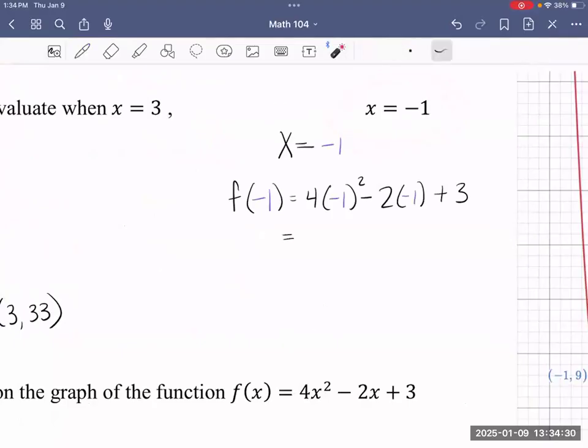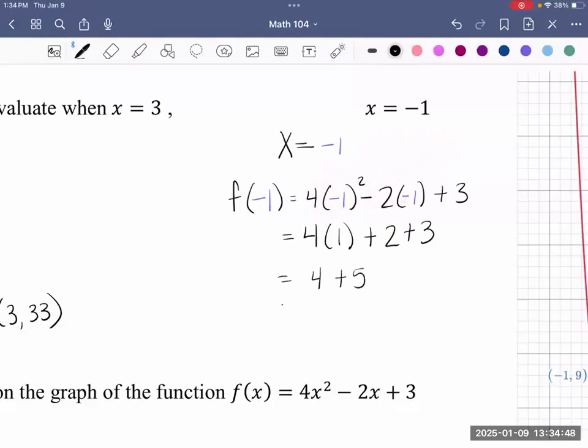Again, with the double negative here, this is really -1 times -1. So there's 2 of them, which means the negative will go away. So 4 times +1. And again, your double negative, we multiply it to +2, plus 3. So 4 plus 5, that gives us 9. So again, we have an input. We plugged in the x, and therefore our output, we get out a 9. So again, this is a point, -1, 9.